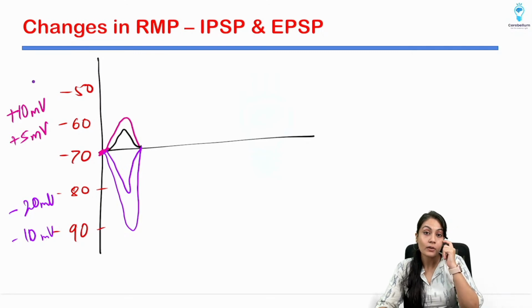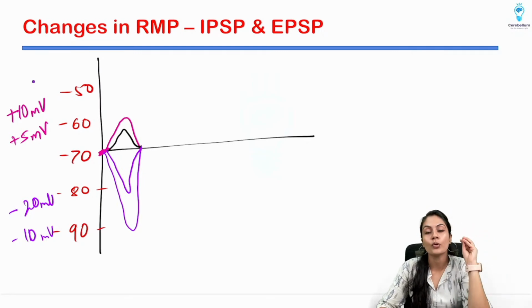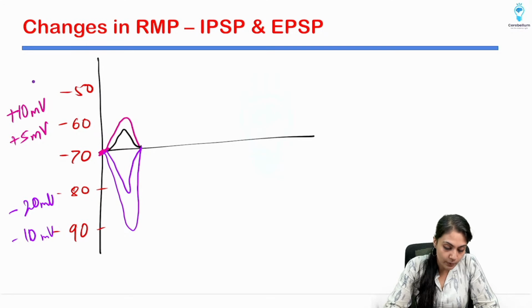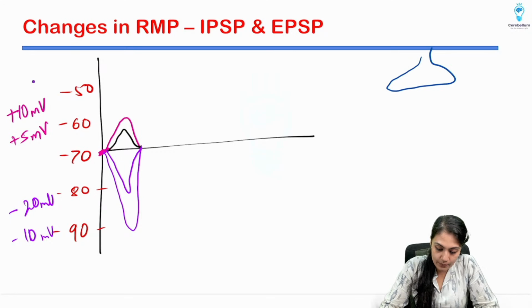Now understand, if I talk about the synapses, what do you mean by synapses? We were learning about the cells till now. If I talk about the communication between two neurons now, that is known as a synapse.